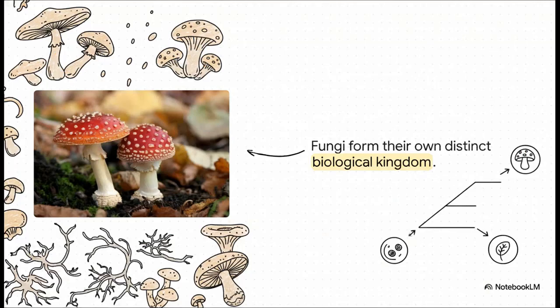For the longest time, even early taxonomists just thought fungi were weird plants. I mean, they grow out of the ground, they don't move around, it makes sense, right? But no, they actually belong to their own totally distinct biological kingdom. Evolutionary biology tells us that fungi diverged from other life forms about 1 billion years ago.